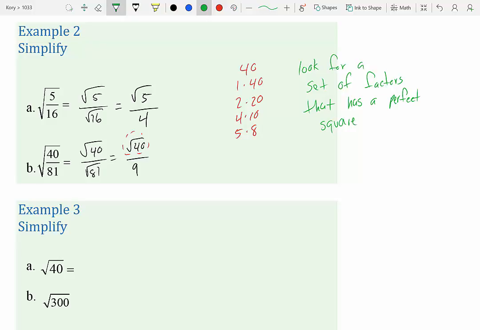So you want to look for a set of factors that has a perfect square. Right here, 4 and 10, because 4 is a perfect square. So we're going to simplify that into the square root of 4 times the square root of 10, because that is the square root of 40, over the square root of 9, and now we can go ahead and take that square root of 4 out, which is 2. Then we still have the square root of 10 all over 9. And you can't simplify anymore because 2 and 9 have nothing in common.